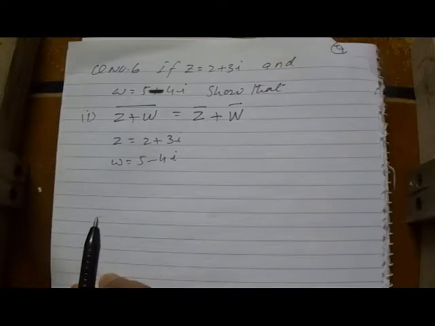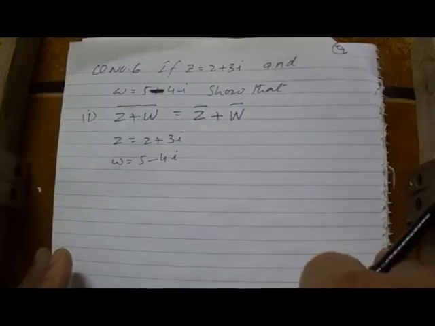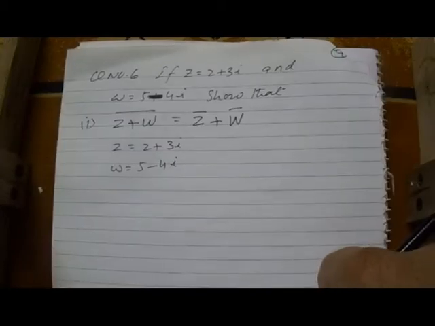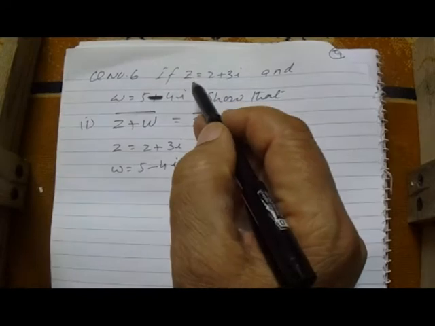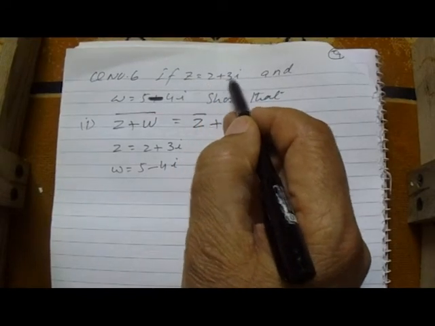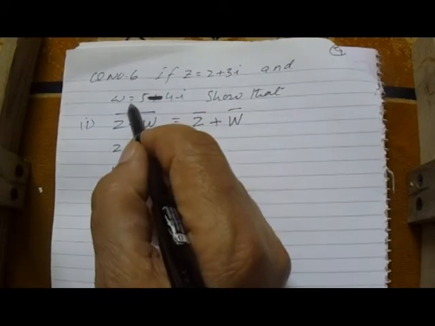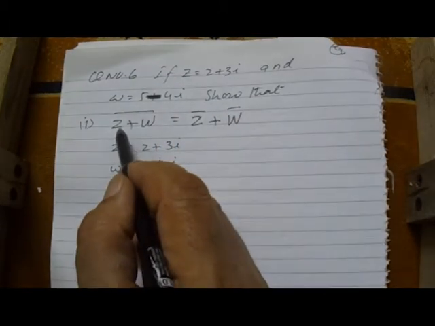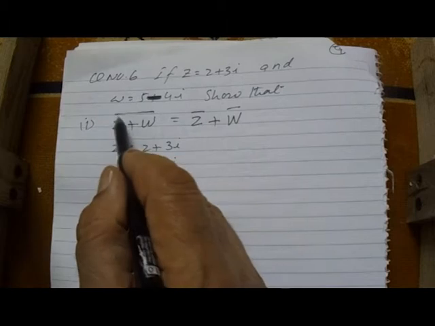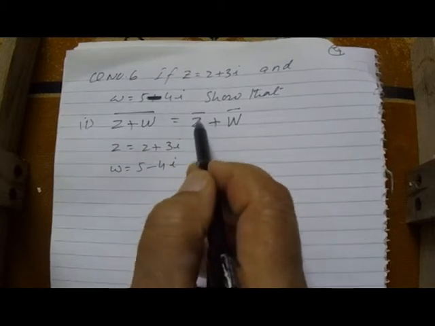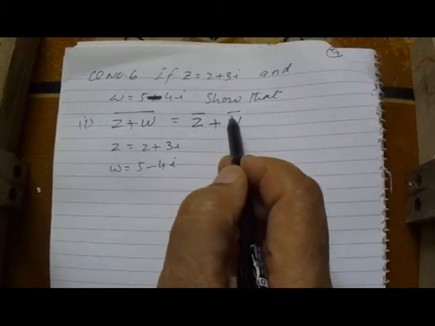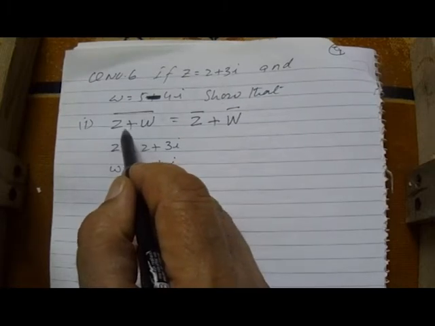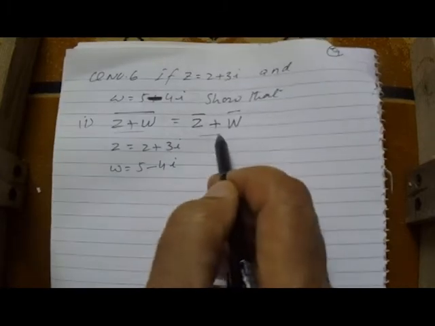Now, dear students, we start question number 6 of exercise 2.6. If z is equal to 2 plus 3 iota and w is equal to 5 minus 4 iota, show that the conjugate of z plus w is equal to z bar plus w bar. Now we find this, first this, then this.